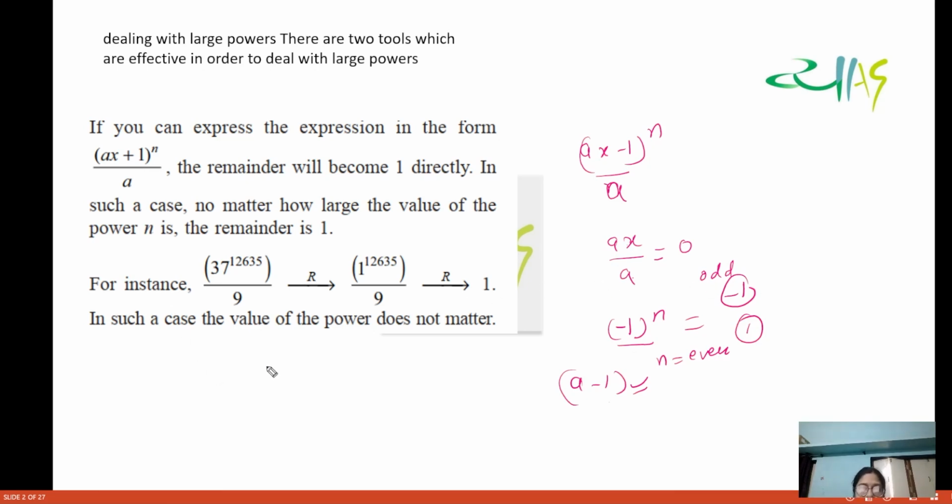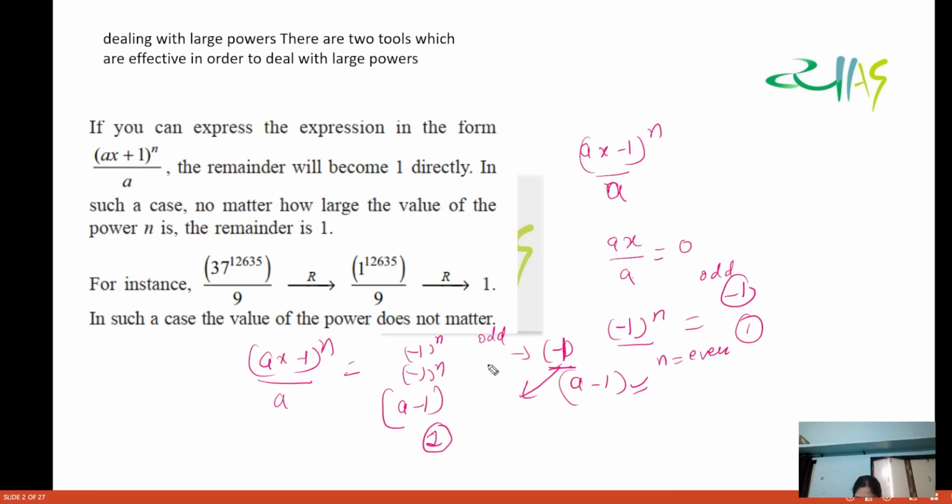And when n is even, then obviously this will become 1, so you will get the remainder 1. So whenever you are breaking your power in the form of (ax minus 1) to the power n divided by a, if n is odd, then you are going to get minus 1. But we know we cannot have remainder minus 1, so we will do a minus 1. But when n is even, it will be 1 only, because then it is a positive remainder and we can have positive remainders. I hope everybody is clear with this concept.